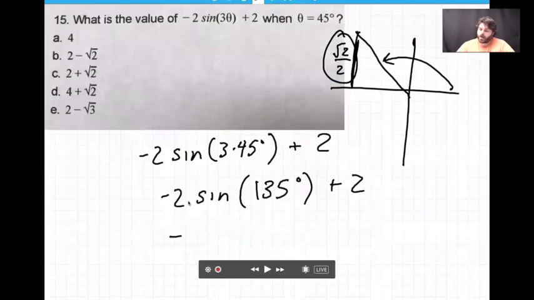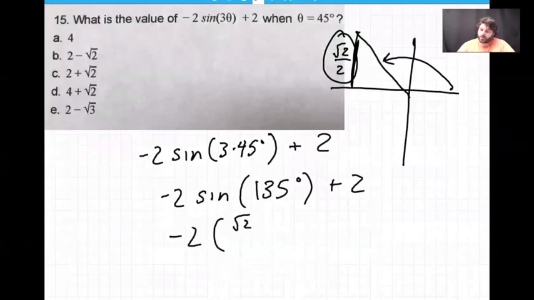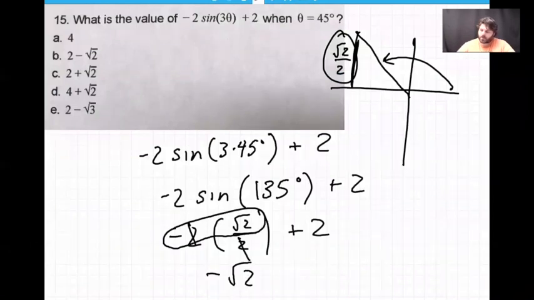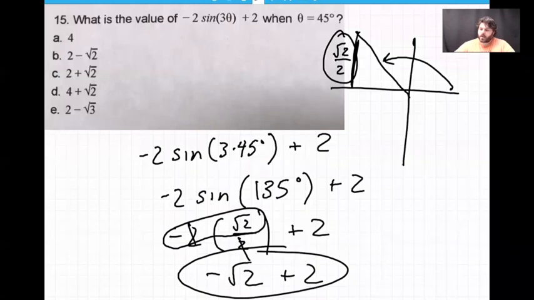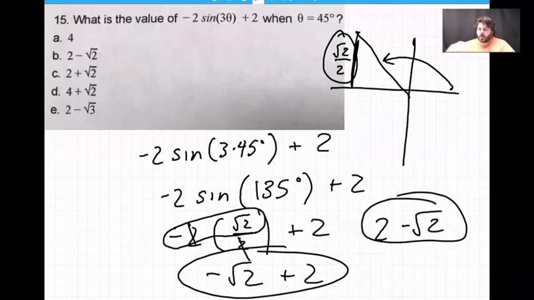Either way, -2 times root 2 over 2 plus 2. Remember, this 2 and this 2 cancel because one's multiplying and one's dividing. That leaves us with negative root 2 plus 2. So that's our answer. Looking at all my answer choices, it looks like they've flipped it to where it's 2 minus root 2. It's okay to flip that addition around. So there we go, answer choice B is correct.